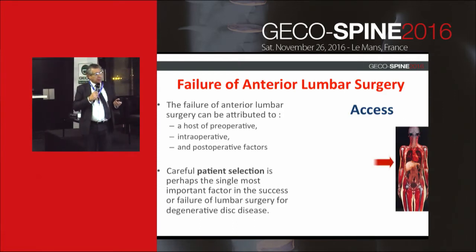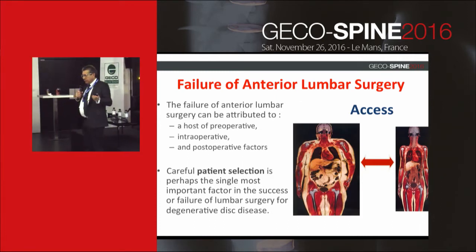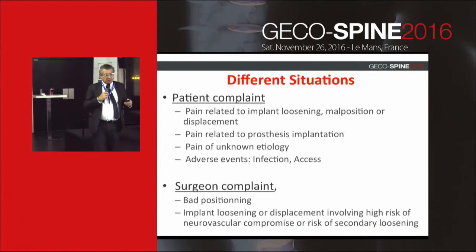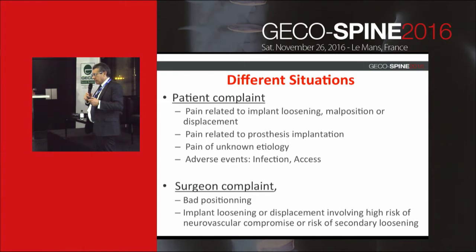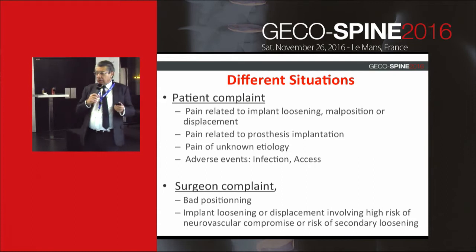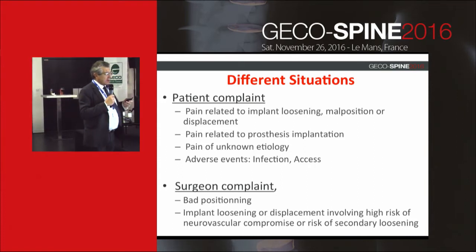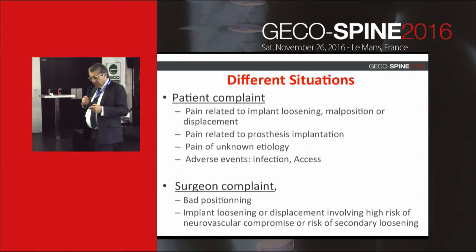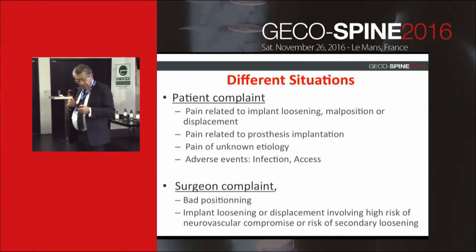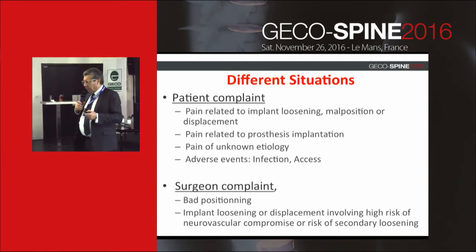The first is patient selection. And you see it's completely different if you have the patient on the right or the patient on the left. There are different situations, the patient complaint and the surgeon complaint. For the patient complaint, the pain could be related to implant loosening, malposition, or displacement. The pain could be related to the prosthesis implantation, and sometimes the pain is of unknown etiology, and more or less, sometimes adverse events like infection or access-related complications. But sometimes there is a surgeon complaint due to bad positioning and implant loosening or displacement involving high risk for the patient.